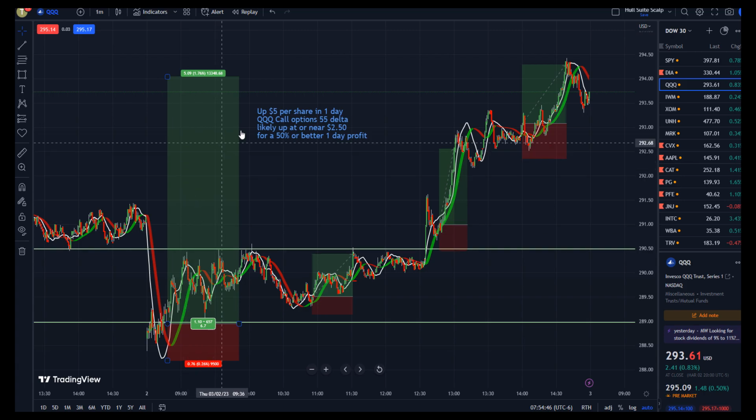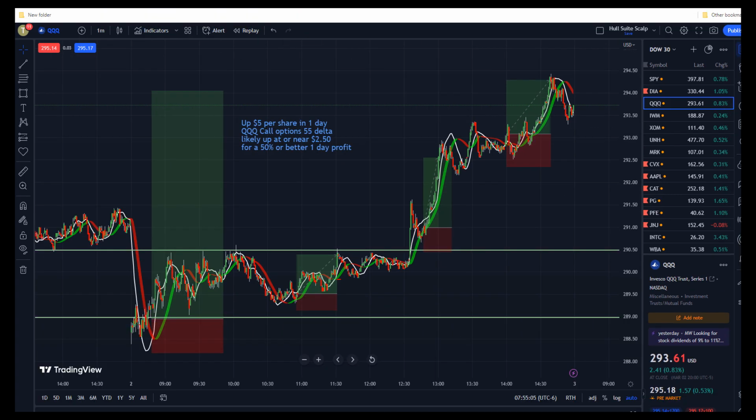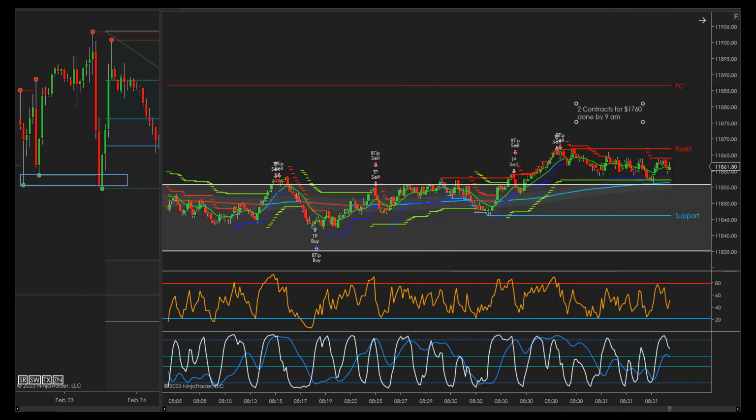Okay, so by the end of the day, you can see here the stock was up $5 per share in just a day. QQQ call options at a 55 delta, likely up 250 or near that for a maximum profit that session. So again, those of you that do trade options, you can look to trade options at these same levels.